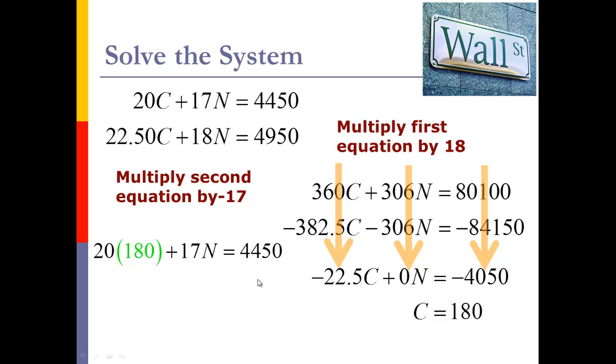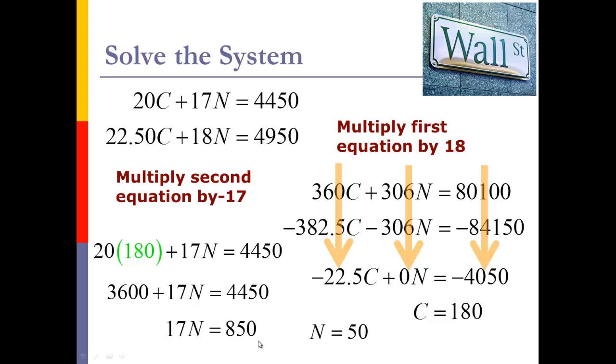And now I want to clean this up, solve for n. And so 20 times 180 is our 3600. And then let's subtract 3600 from both sides. Then let's divide both sides by 17. And so now we got an n of 50. So I've got n equals 50 and c equals 180.